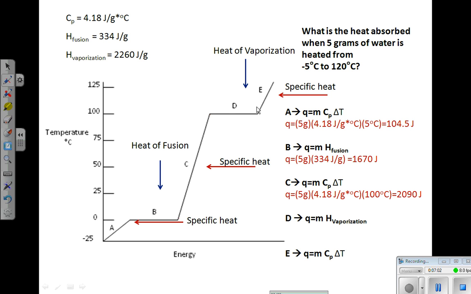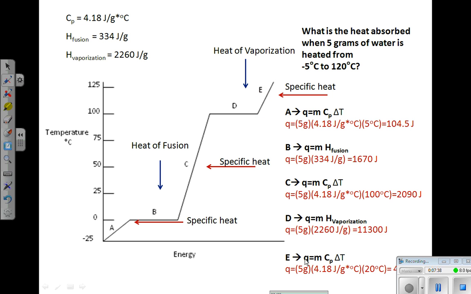Now we have to find out how much heat is needed to evaporate off that liquid. We're going to multiply the mass, which hasn't changed, 5 grams, times the heat of vaporization, or 2,260 joules per gram. That will give us 11,300 joules. Notice the difference between the heat needed to evaporate and the heat needed to fuse. Quite a big difference.